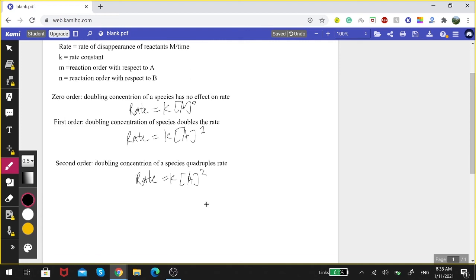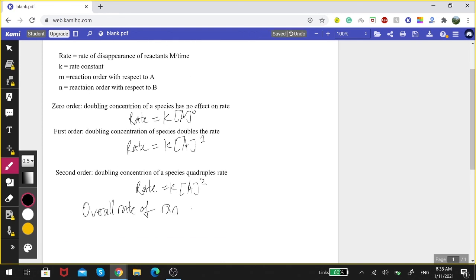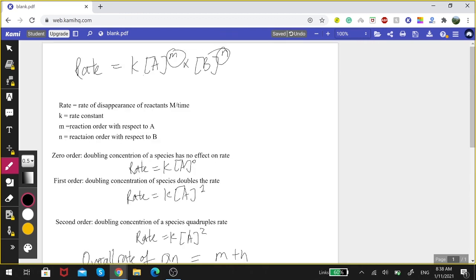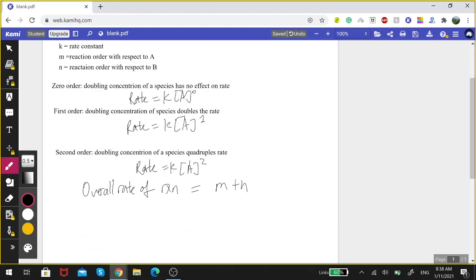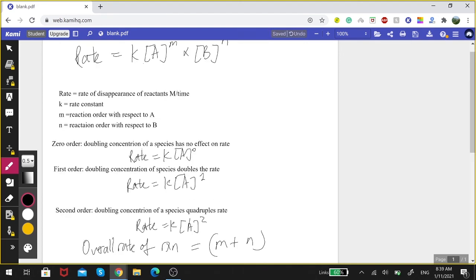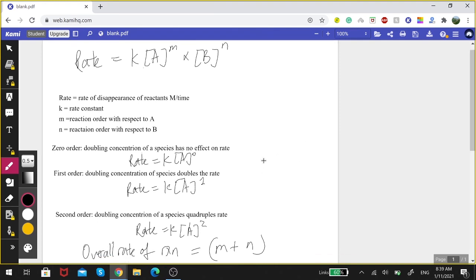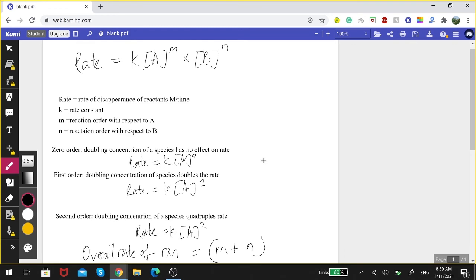Now, in order to find the overall order of the reaction, it is M plus N. So if M and N both equal 1, then the overall order of the reaction will be 2. Okay, now that we learned how to find the rate, in the next video I'll do some examples to show you how to find the rate, as well as how to find the orders of the reactants. Thank you for watching.